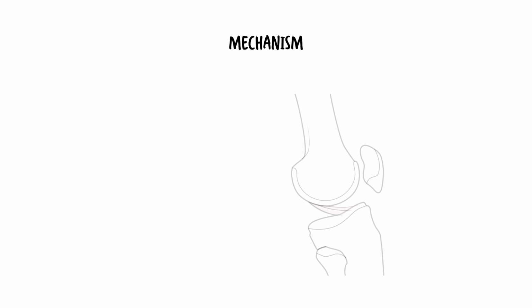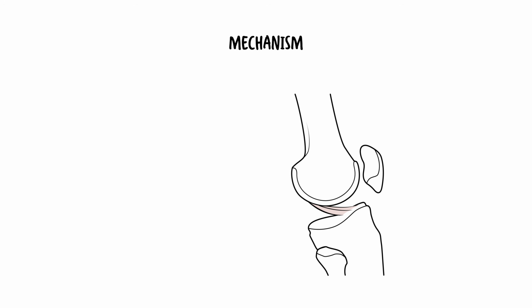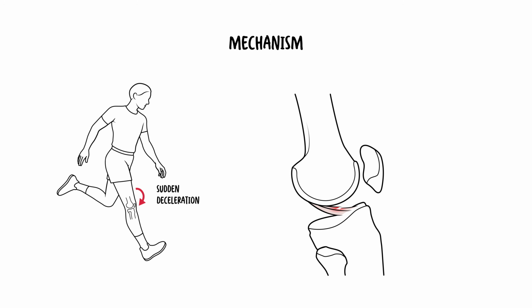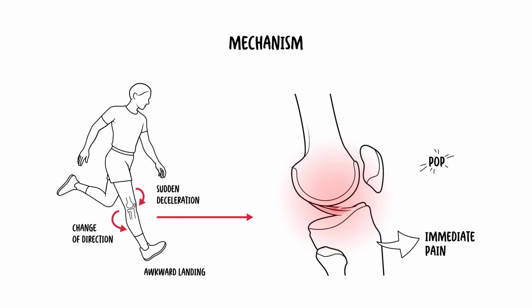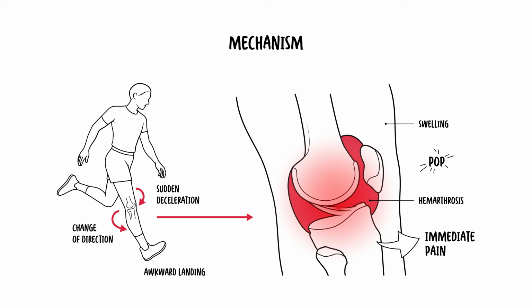Let's look at the mechanism of injury of an ACL tear. Most ACL tears are non-contact injuries. A typical mechanism is a sudden deceleration, change of direction, or awkward landing with the knee relatively extended and collapsing into valgus and internal rotation. Patients often describe a pop, immediate pain, and rapid swelling from hemarthrosis within the first few hours. Hemarthrosis means blood, essentially, in the joint.